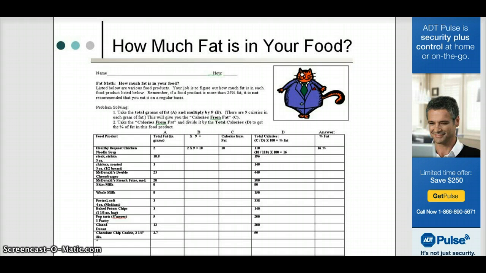So the first product we took a look at is the Healthy Request chicken noodle soup. On that label it says that it has 2 grams of total fat. Extending out that calculation, 2 times 9 is 18. 18 calories from fat divided by the 100 total calories shows that we're at about 18% fat. This would be a healthy choice for a snack or a meal.